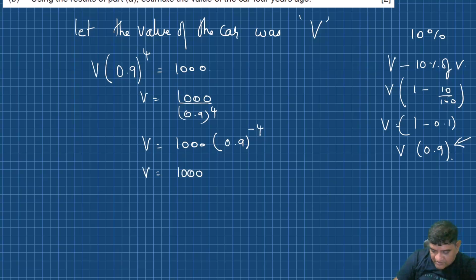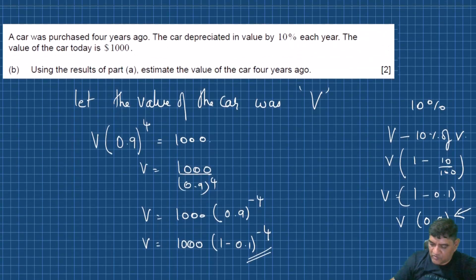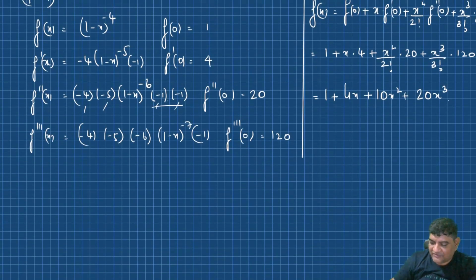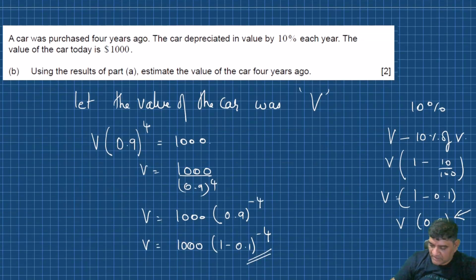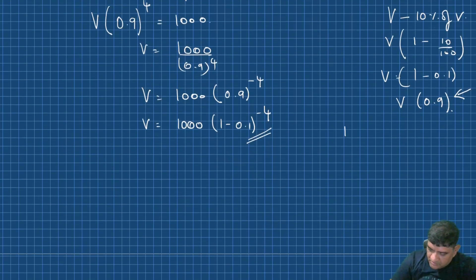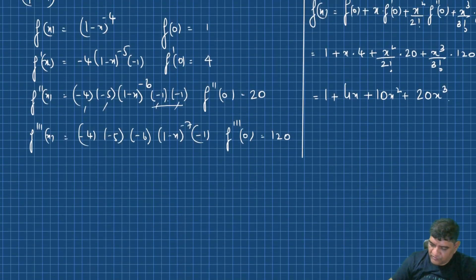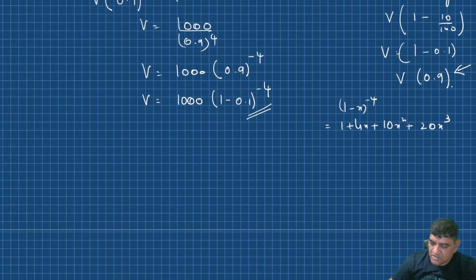This now is 1,000 into (1 minus 0.1) raised to the power of minus 4. And we already know this expansion. What is that expansion? It is 1 plus 4x plus 10x squared plus 20x cubed. So (1 minus x) to the power of minus 4 is 1 plus 4x plus 10x squared plus 20x cubed. Let me cross check that. Now I know that the value for x is going to be 0.1.